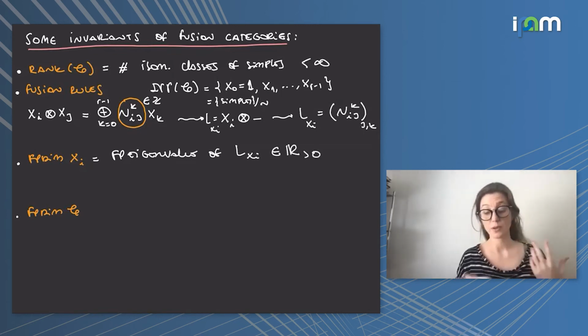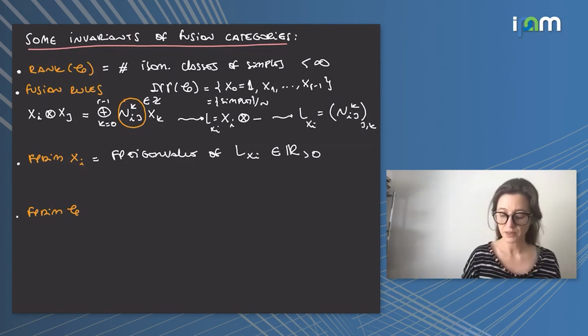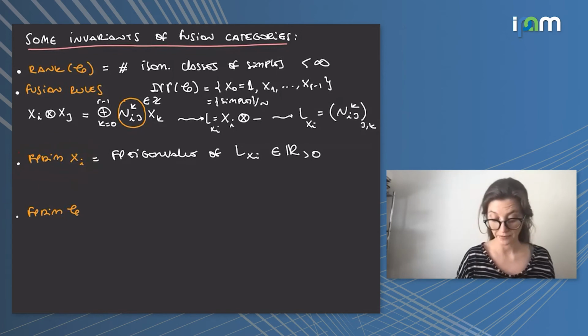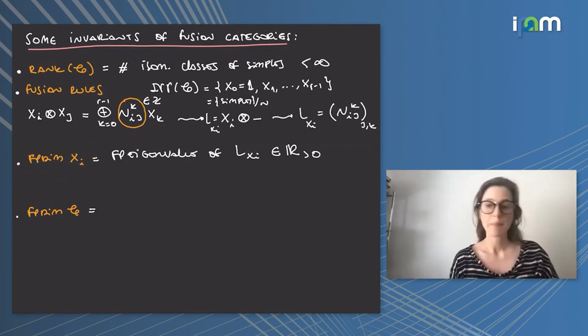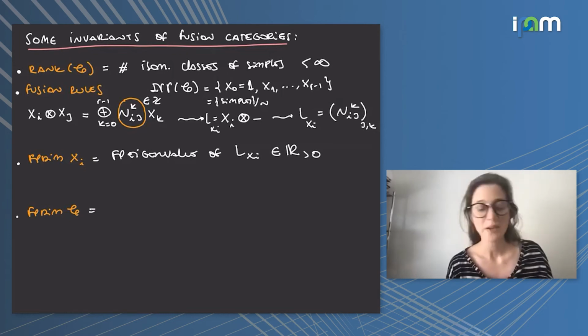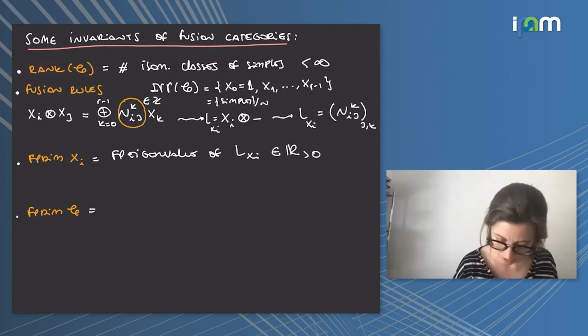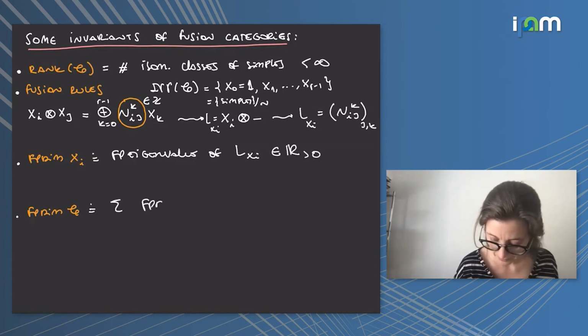And in this case, it will always be positive. So this is a very important invariant that is very useful when we want to classify. And using this, and maybe remembering a little bit of what happened in group theory, the dimension of the category will be defined as the sum of the squares of the dimensions of the simple objects.